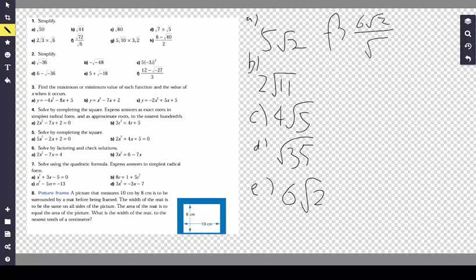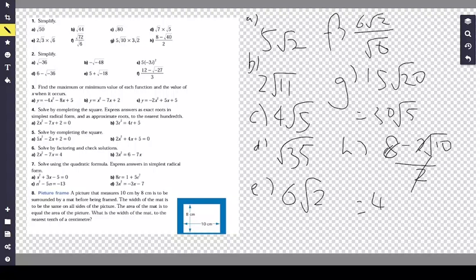And then G, it's 15 root 20, which becomes, we take out the 4, so it becomes 30 root 5. And then H, we have to somehow do something to this. We're going to take out a 4, 2 root 10 over 2, common factor becomes 4 minus root 10. And that is our answer for A, B, C, D, E, F, G, and H.